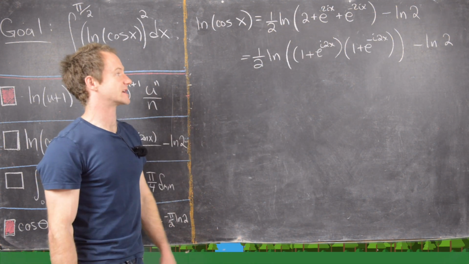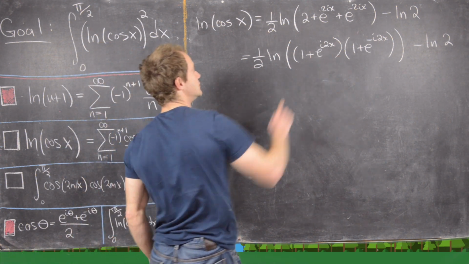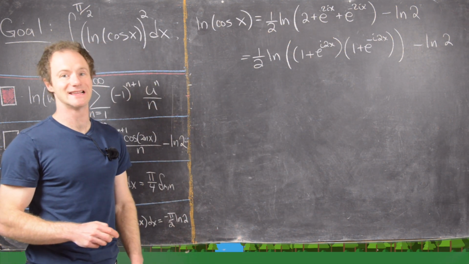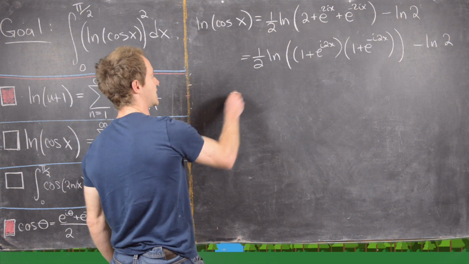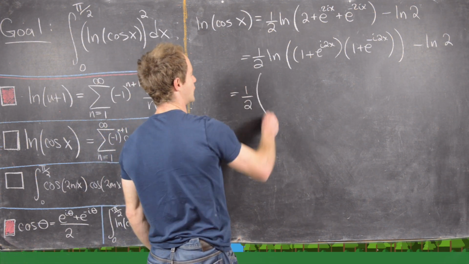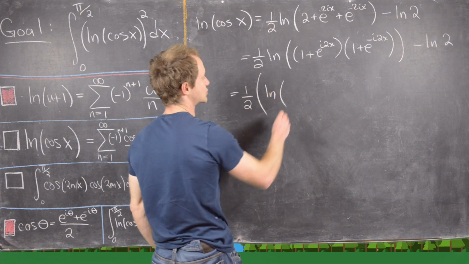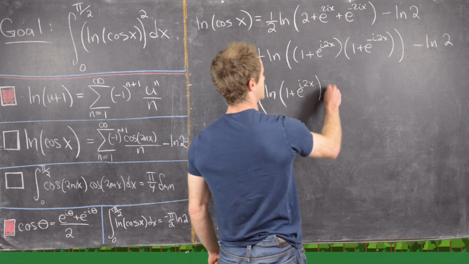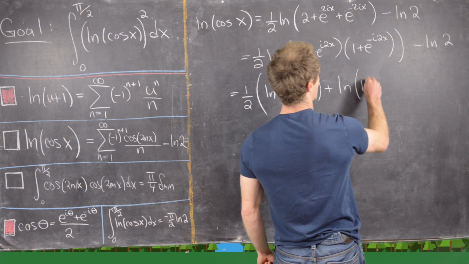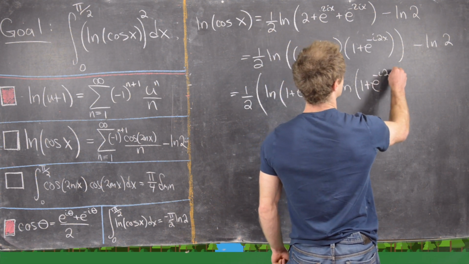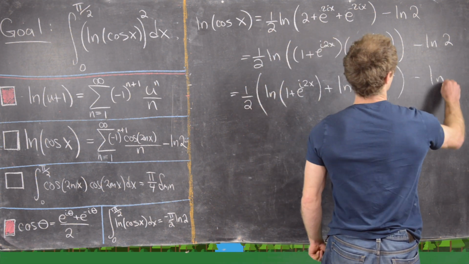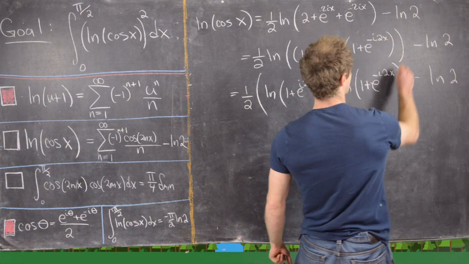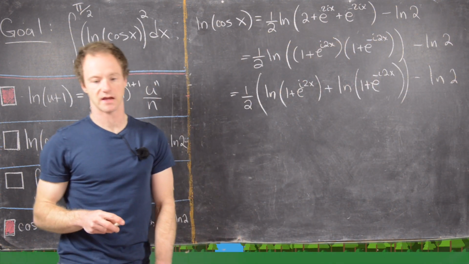Okay, fantastic. Now what we can do is use a product of things inside a logarithm to turn that into a sum of logarithms. So we'll have 1/2, and now we have the natural log of 1 plus e to the i 2x plus the natural log of 1 plus e to the minus i 2x. And then we still have this minus natural log of 2, which is hanging on.